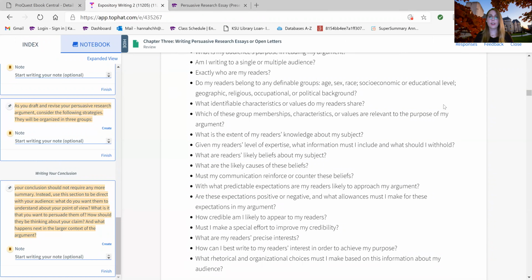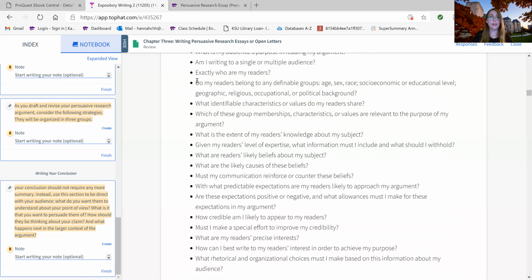Just a quick series of questions. For example, what are readers' likely beliefs about my subject? What are the likely causes of these beliefs? So these are thinking about your resistant audience's assumptions and belief systems. How credible am I likely to appear to my readers? What are my readers' precise interests? So here they're getting very specific.